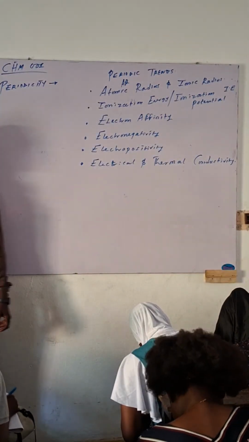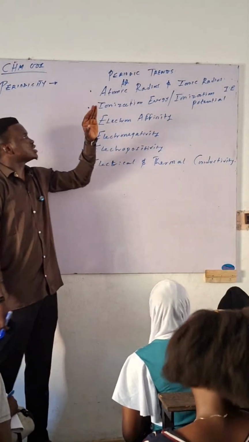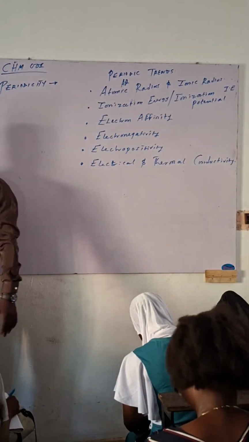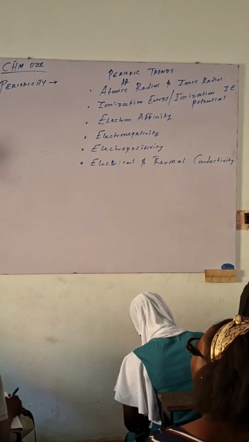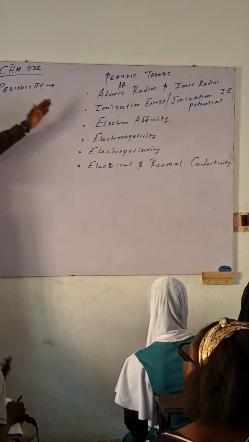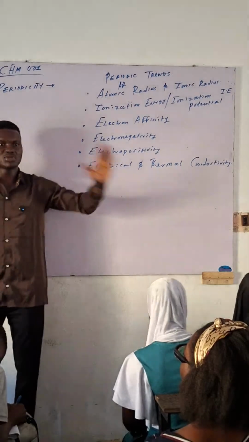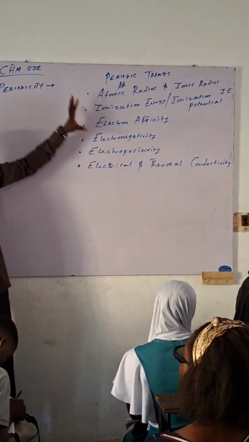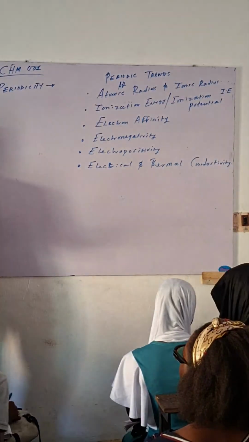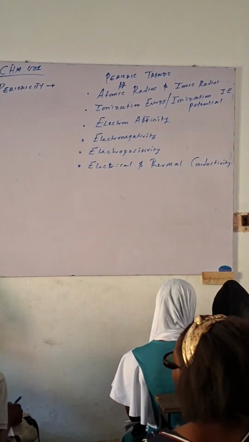We have what we call electrical and thermal conductivity. So atomic radius, ionization energy, electron affinity, electronegativity, electropositivity, and so on. All of these are what we call periodic properties or periodic trends. And they determine a lot about your chemistry. Everything you want to understand in chemistry, if you understand these very well, you will be very good in chemistry. Because we apply them from the beginning to the end of chemistry, even organic and the likes.